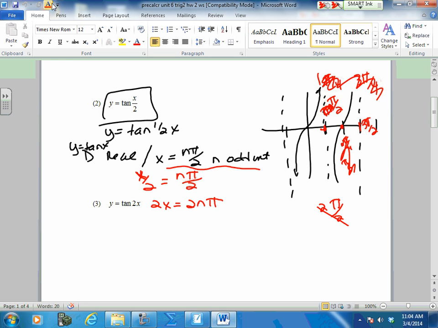And solve for x. So I divide by 2. So x is n pi, where n is an odd integer.